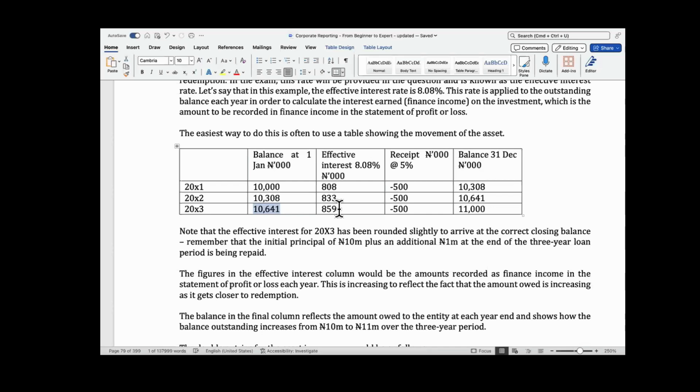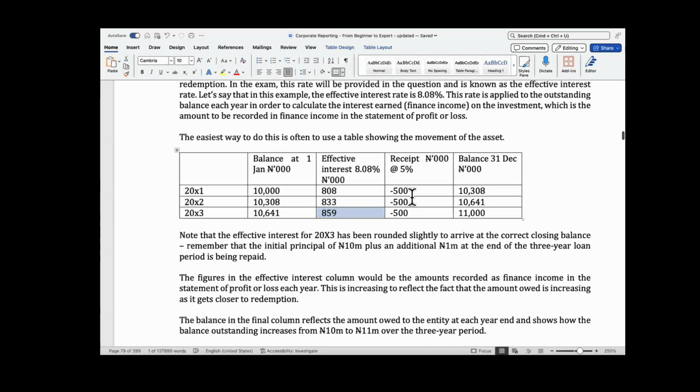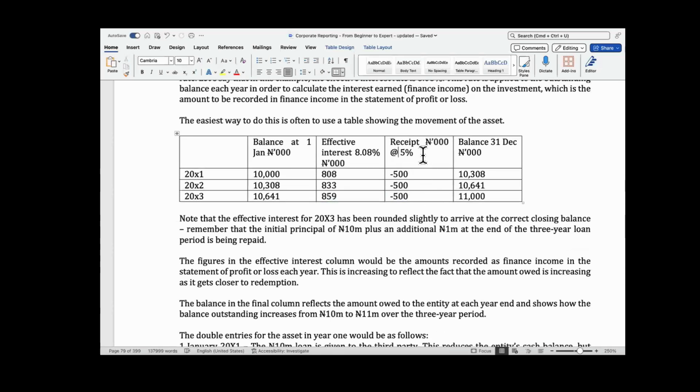You apply that same 8.08% on this outstanding balance, and it gives you 859. Don't forget, you still collect 500.